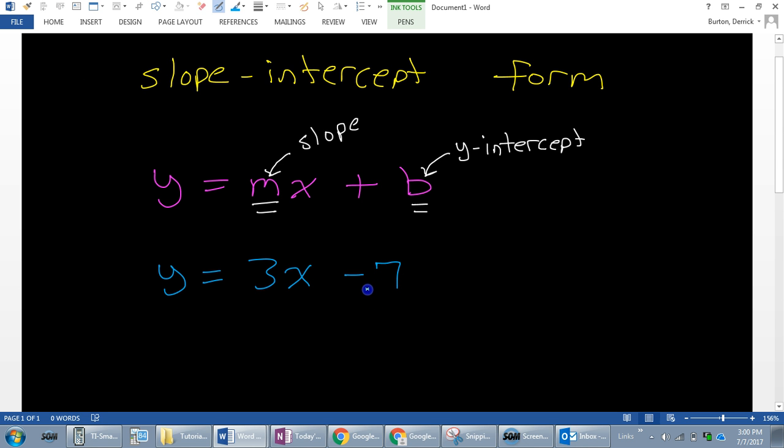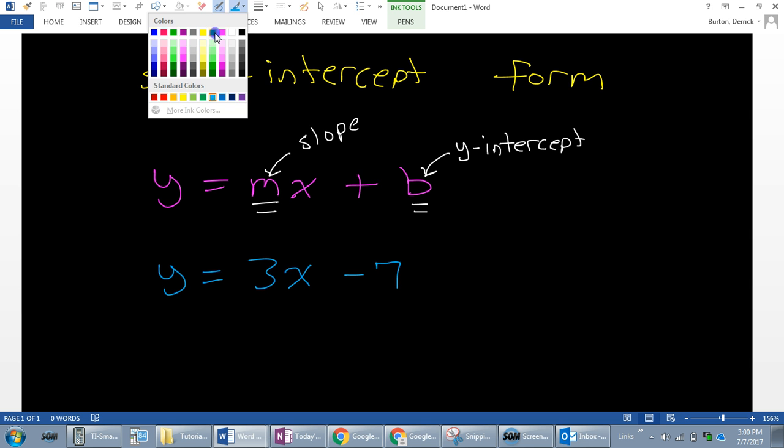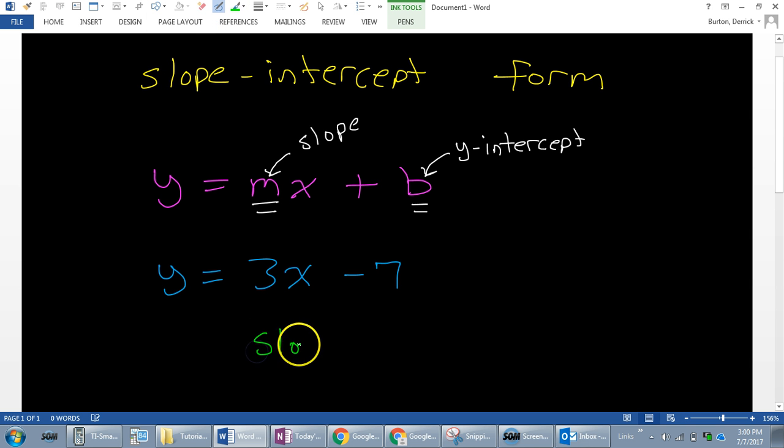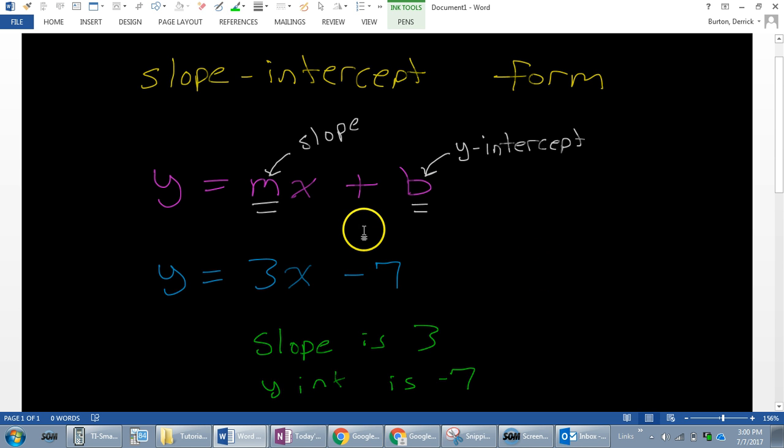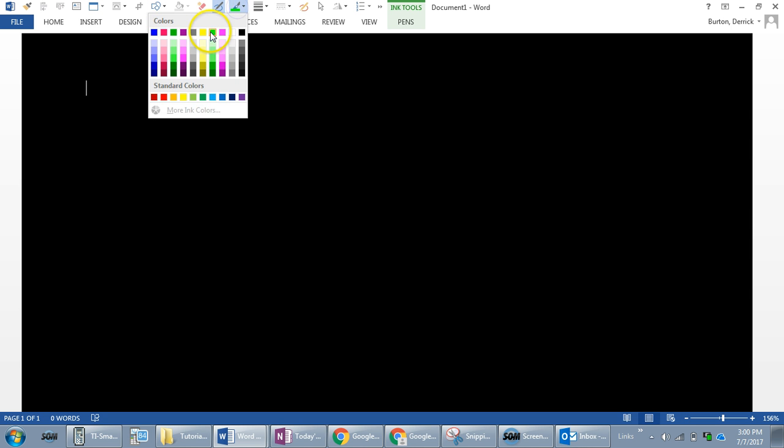All right. So for example, if I have an equation y equals 3x minus 7, then I know that the slope is 3 and the y-intercept is -7. All right, did you get it? Yes, I got it. Okay, so that is the first model for the equation of a line.